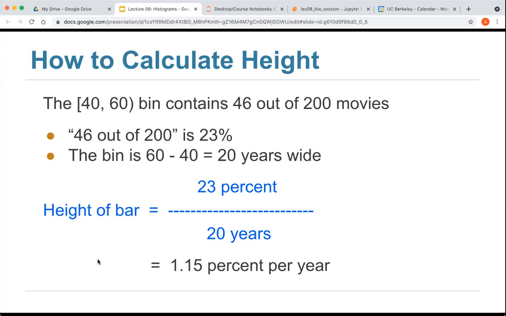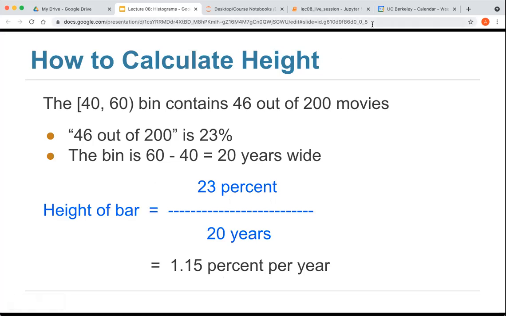Area is equal to height times width. Therefore, height is area divided by width. And so by this calculation, you get 1.15. You take the 23, you take the percent, and you divide by the width, and you get the height. And you are dividing percent by years, and so the height has a unit, percent per year, which we will talk about its interpretation quite a lot.